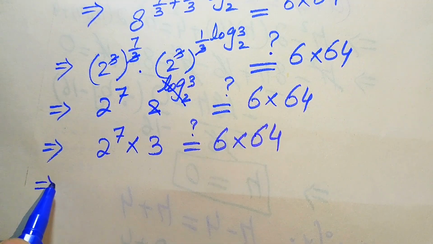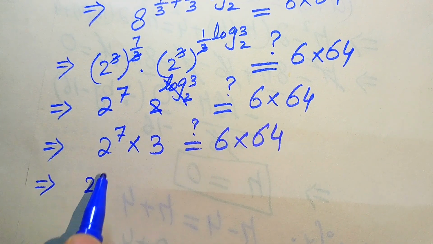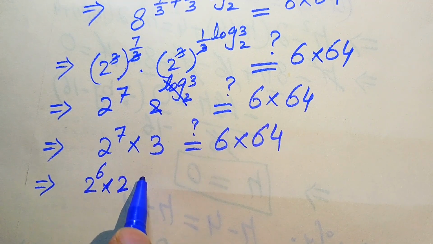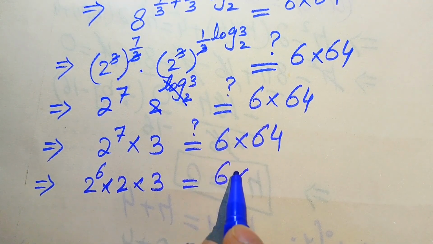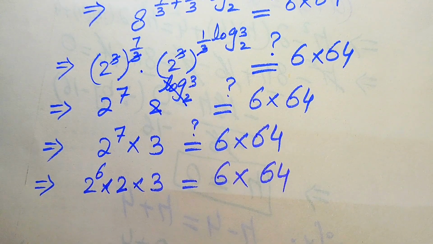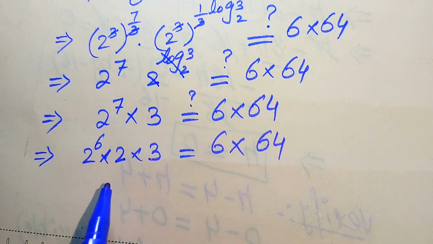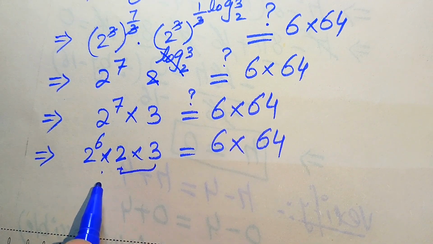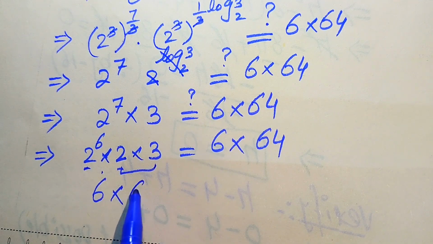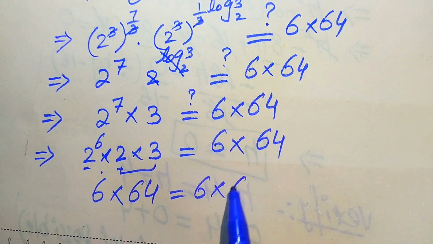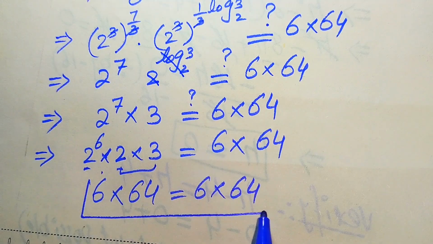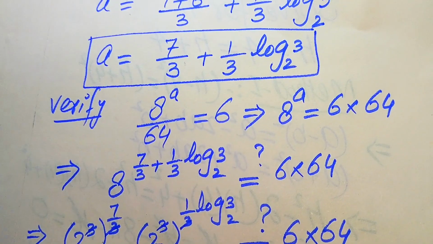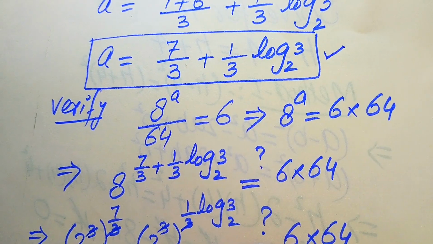So here we break 2 to the power of 7 as 2 to the power of 6 multiplied by 2 and multiplied by 3 is equal to 6 multiplied by 64. And here you clearly see that 2 to the power of 6 is equal to 64, and 2 times 3 becomes 6. So here we obtain 6 times 64. You see that both of the sides are equal. It means that the above value of a is satisfying our given question statement.